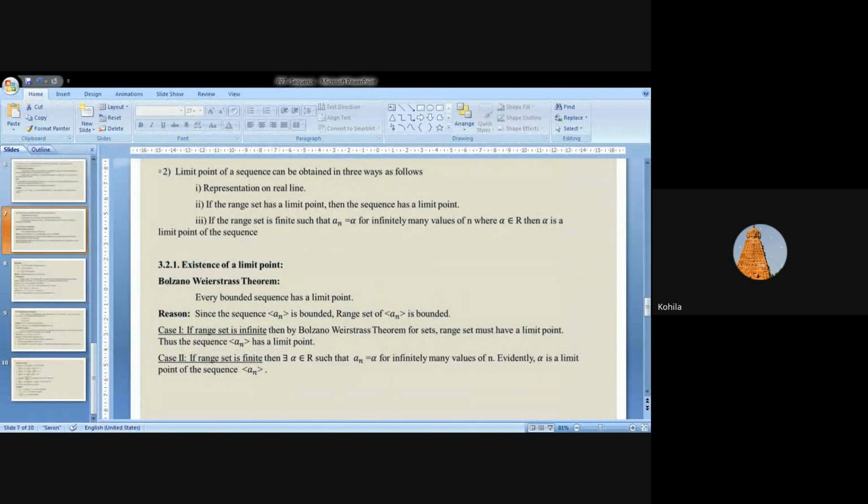Second case, if the range set is finite, it is the third way of obtaining a limit point of a sequence, and we use the third point. If the range set is finite, then there exists alpha belongs to R such that a_n equals alpha for infinitely many values of n. Evidently, alpha is a limit point of this sequence.